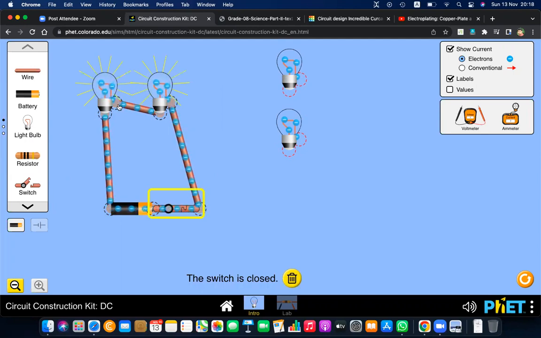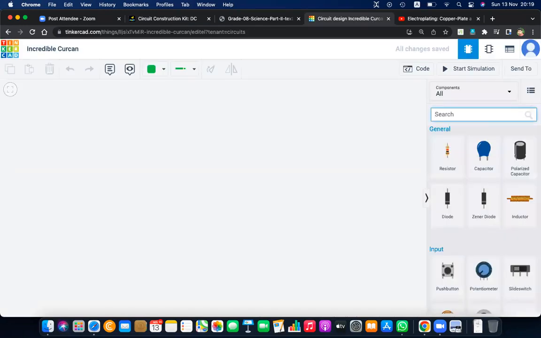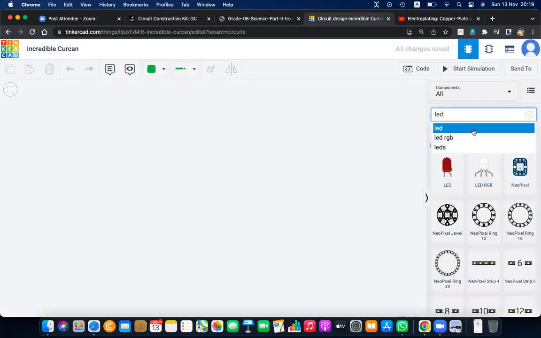Actually, the positive edge of this bulb needs to be connected to the battery, and the negative edge of the bulb needs to be connected to the positive edge of the other bulb. Right then, so if you use LEDs, you need to do the same.